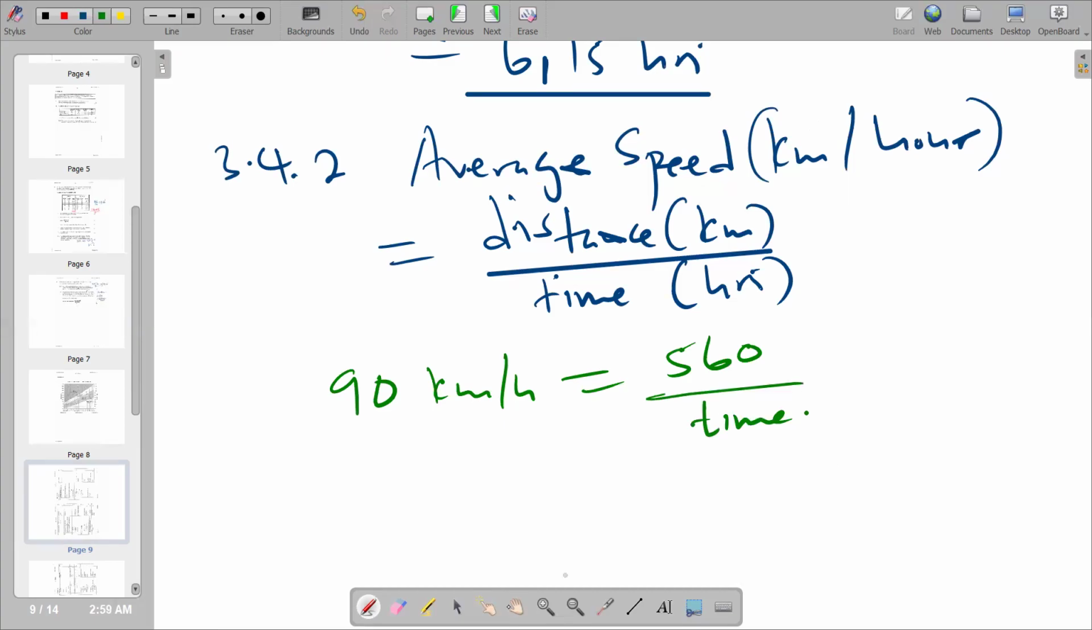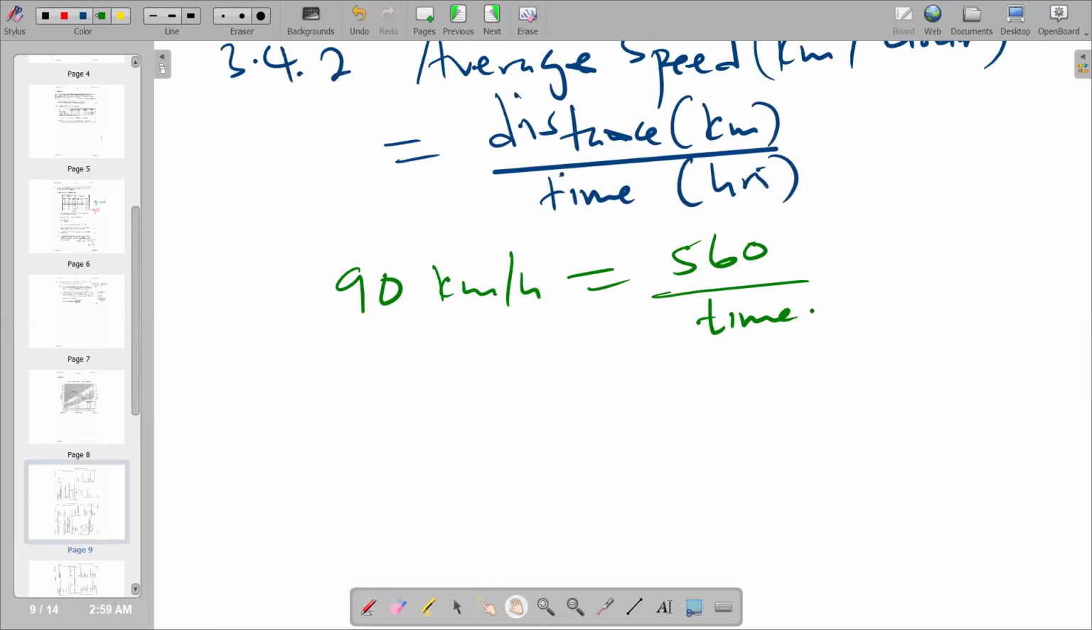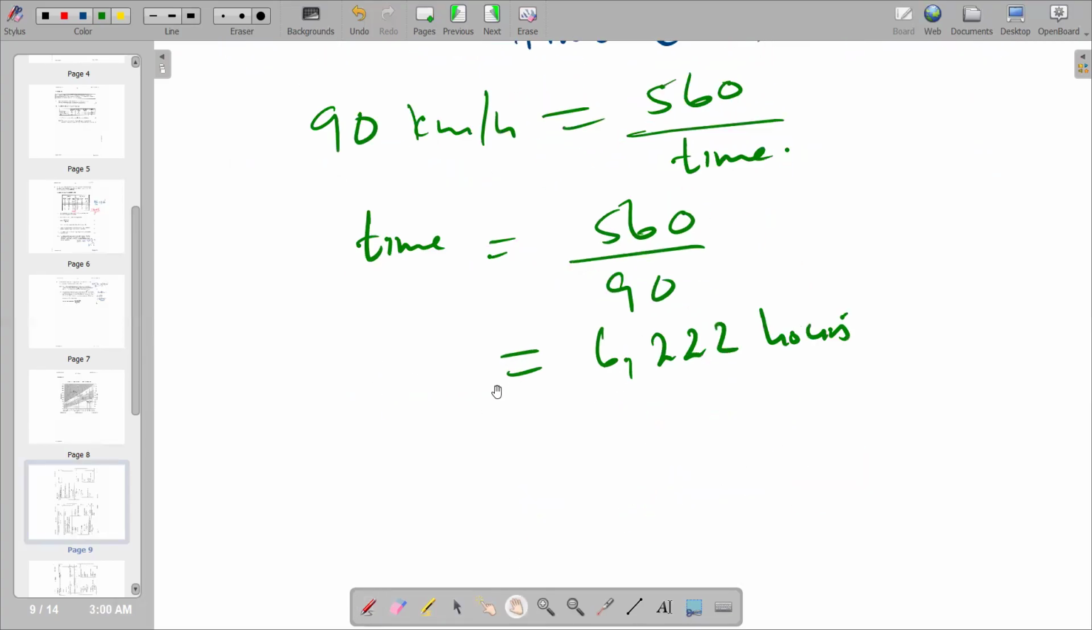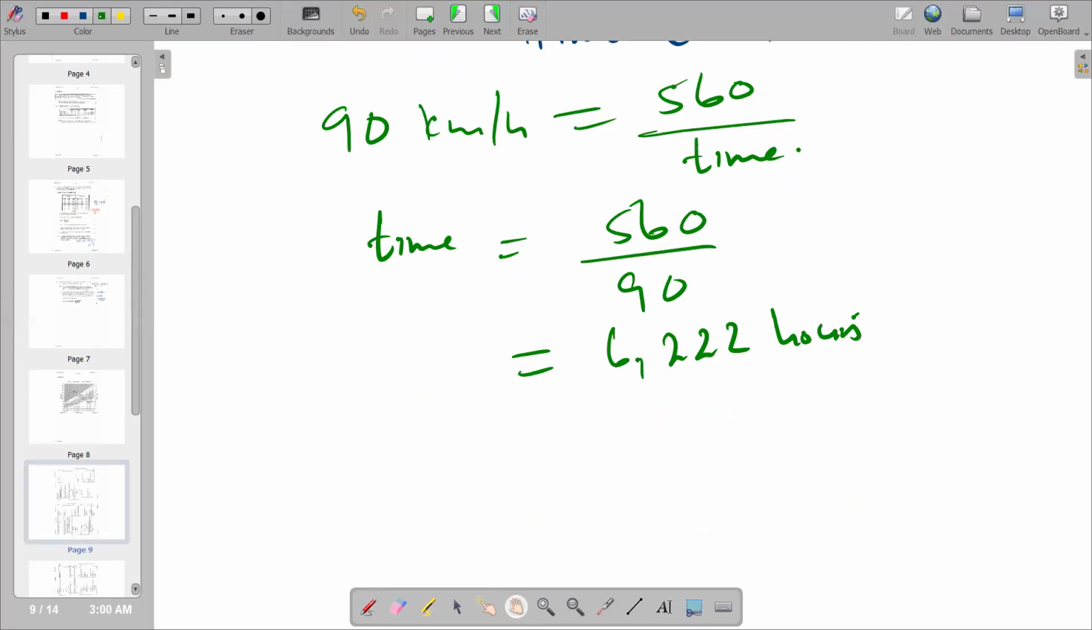So to find our time, if you make time the subject of the formula, it becomes time equal to 560 divided by 90. And you see that the answer you are supposed to get there, if we say 560 divided by 90, you're going to get 6.222 hours. So this was the time for traveling. And then we add the 1 hour for resting.